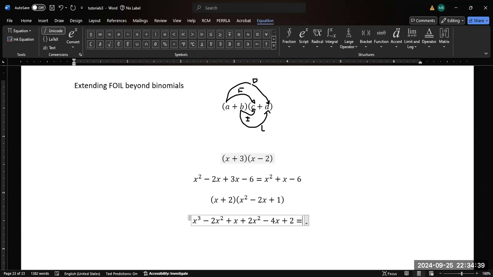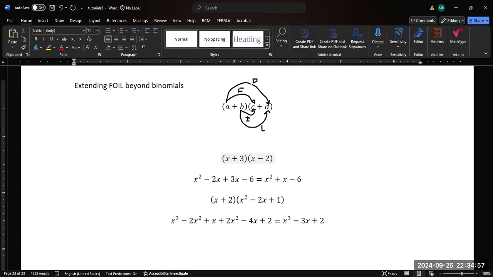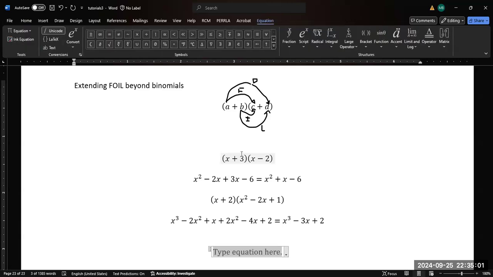And then we're going to add up all the like terms. So x cubed is only the one thing. We have a -2x squared and a +2x squared, so those cancel. We have an x and a -4x, so that's -3x, and then plus 2. And so that will be our final version of the multiplied out process. If you have multiple factors, you would just do this two at a time.